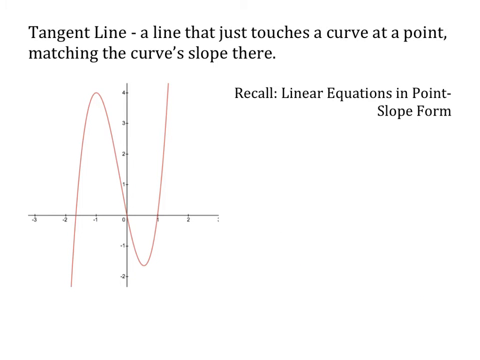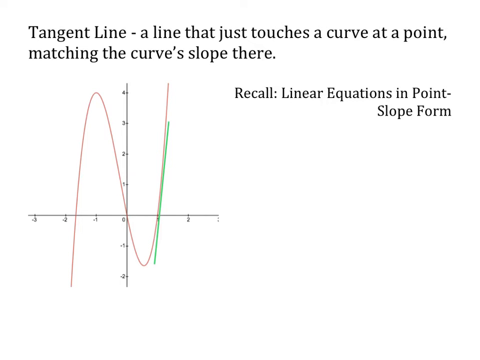Tangent lines. As you know, a tangent line is a line that touches the curve at a point and it matches the slope there, so it has the same slope. Looking at x equal to 1, the tangent line will touch the curve just at 1 and will have the same slope at 1. So it may look something like this. In this video, we're going to be talking about how to find the equation of the tangent line.